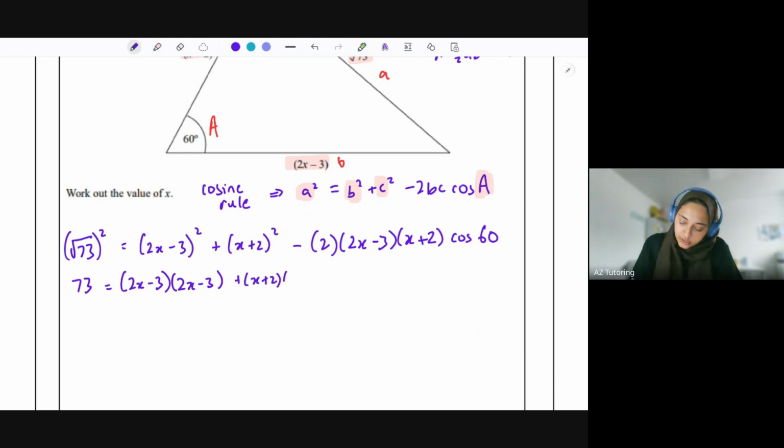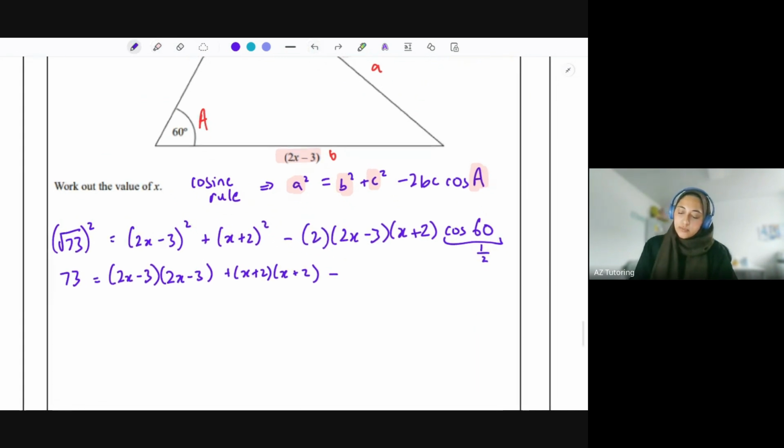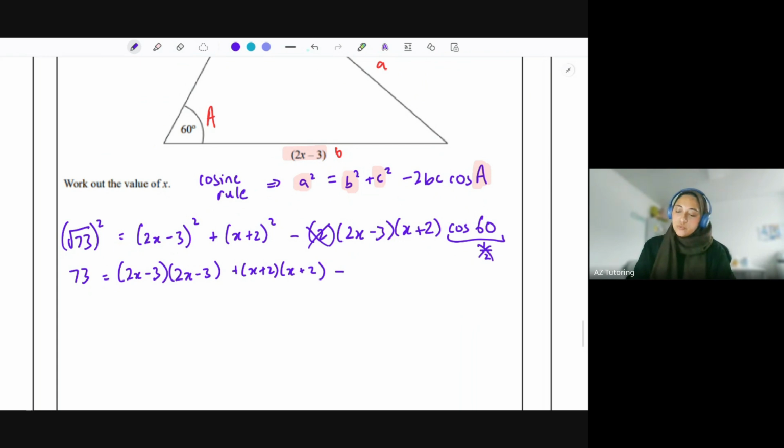Plus (x plus 2) times (x plus 2) minus, let's work out what cos 60 is. So putting in your calculator, cos 60. If you've got a calculator paper tomorrow, you don't need to memorize your trig values, you've got your calculator, so use it. Cos 60 is a half, so this is a half. A half times 2 just gives me 1. So really, they've just disappeared because a half times 2 is just 1. So we're left with just (2x minus 3)(x plus 2).